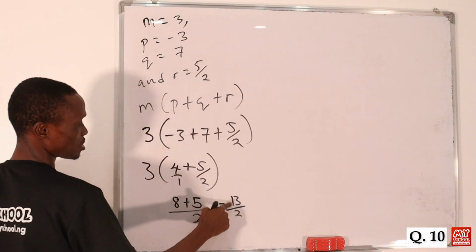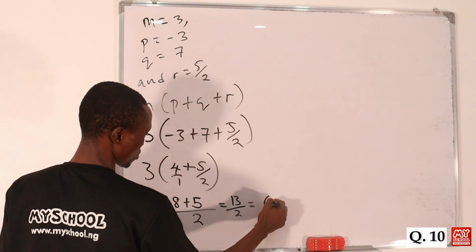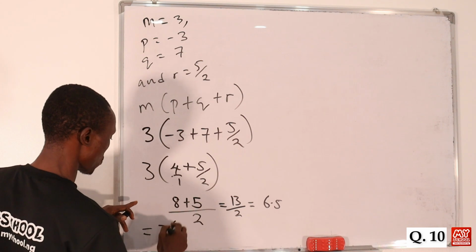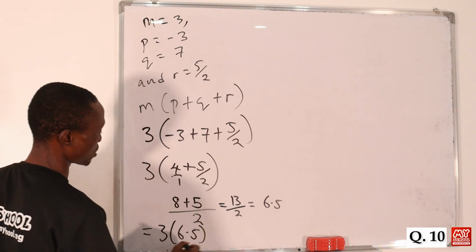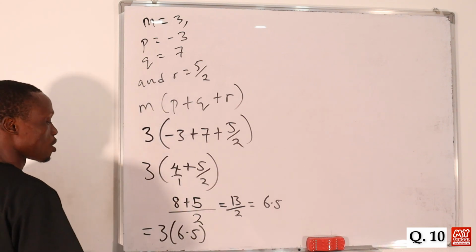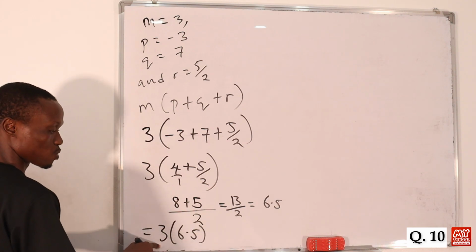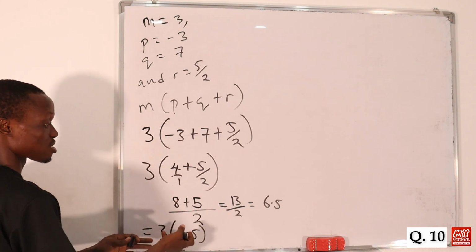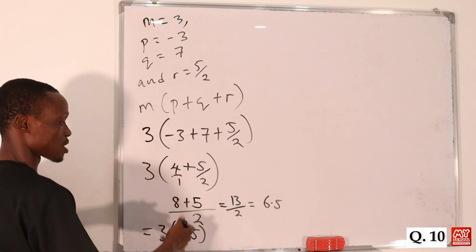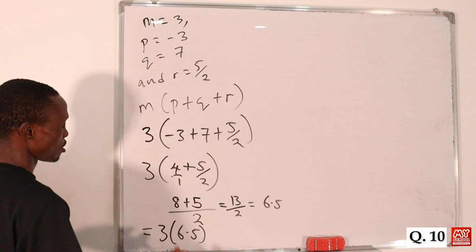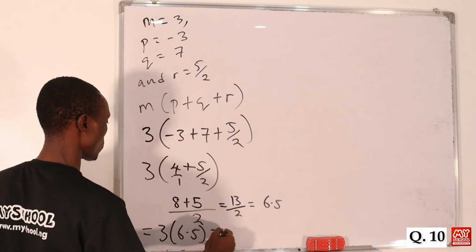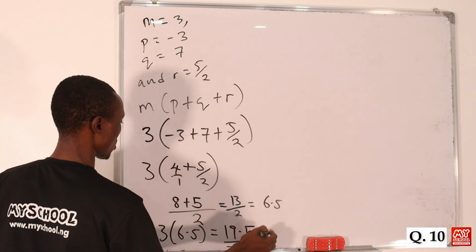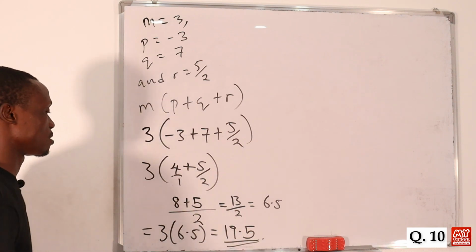Okay, so 13 divided by 2 is going to give us 6.5. So here we are now having 3 bracket 6.5. But remember that bracket actually means times, or to clear this bracket we have to use what we have outside the bracket to multiply what we have inside the bracket. So this is another way of saying 3 times 6.5. Okay, so 3 times 6.5 is going to give us 19.5. So the answer to this question is 19.5.